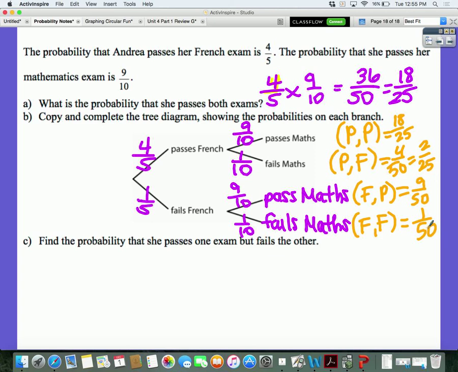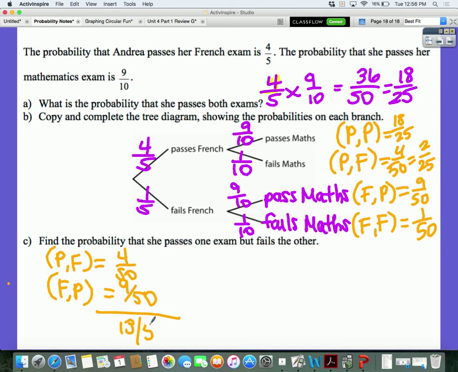So now let's find the probability that she passes one exam but fails the other. We're looking at which two probabilities are the ones listed in orange: the pass-fail and the fail-pass. That she passes one but fails the other. So that is 4 over 50 and 9 out of 50. To find the total, it would be 13 out of 50 that she passes one but fails the other. And that would be our answer.